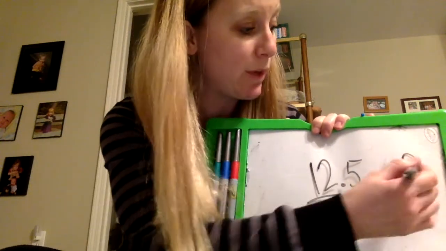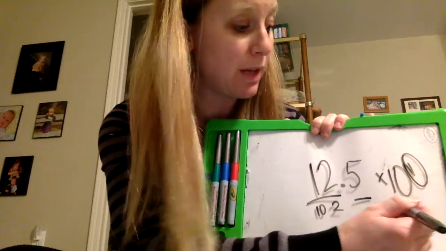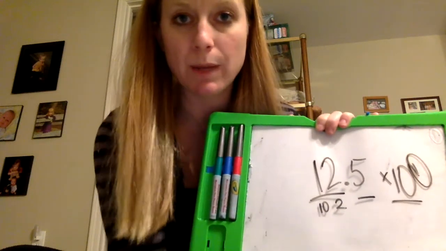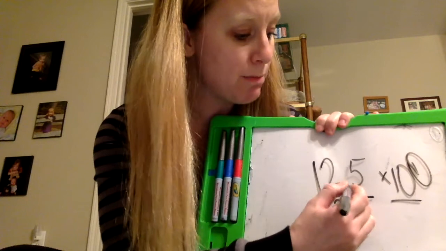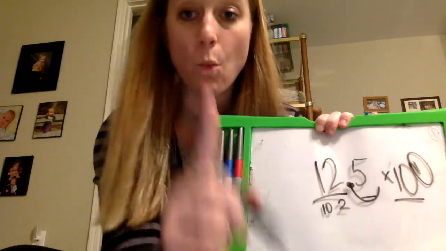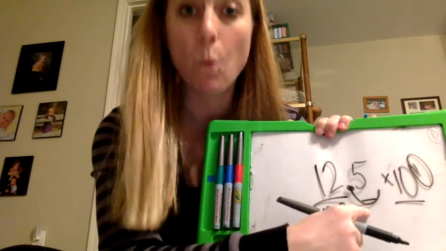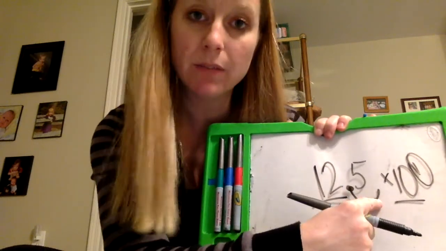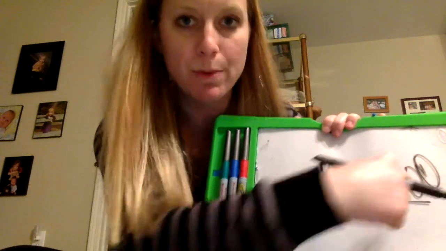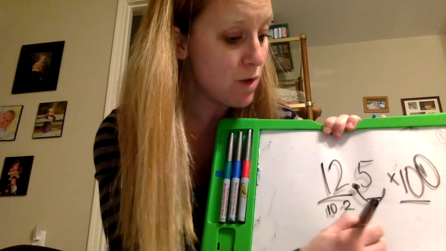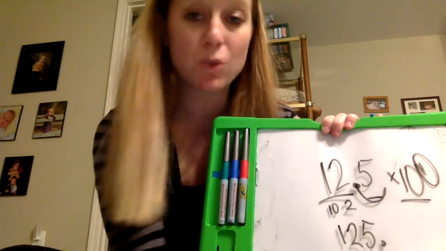So this exponent is how many times I'm multiplying by 10. I'm only multiplying by 10 one time. So I'm going to move this decimal to the right 1 time. Exponent's 1, move to the right once. I call this a swoopy, okay? Just because it's fun to swoop it, right? Swoopy, right? So now my new number is 125.